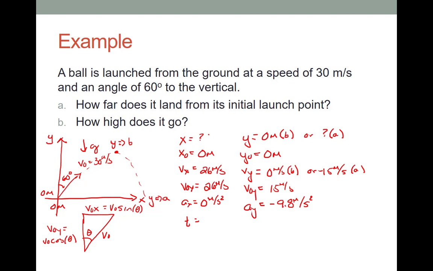This x is what I want to find for part A. I actually miswrote this over here. Oh, no, I didn't. I just have my labels backwards. So let's go back to y and make sure we get this correct. For part A, we're going up and returning to the ground. How far does it land from its initial launch point? That tells me my final position is 0 for part A. And how high does it go is the question mark for part B.